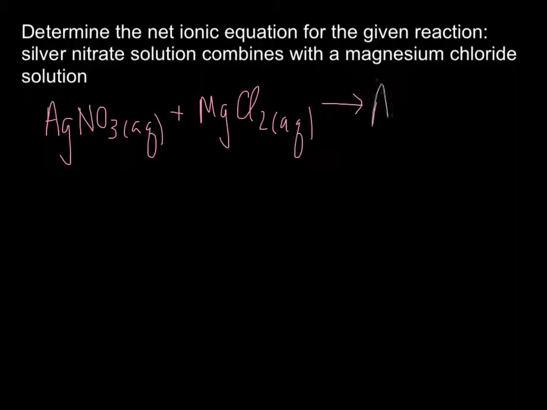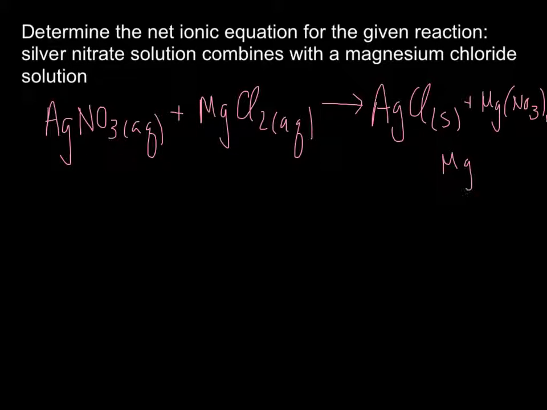I know that the silver will react with chlorine, and I look at my solubility rules from the past unit. I know that AgCl, or silver chloride, is solid, and I then get magnesium nitrate. I kind of ran out of room there, so I'll have to write that below. We get Mg(NO3)2, and that's also aqueous.